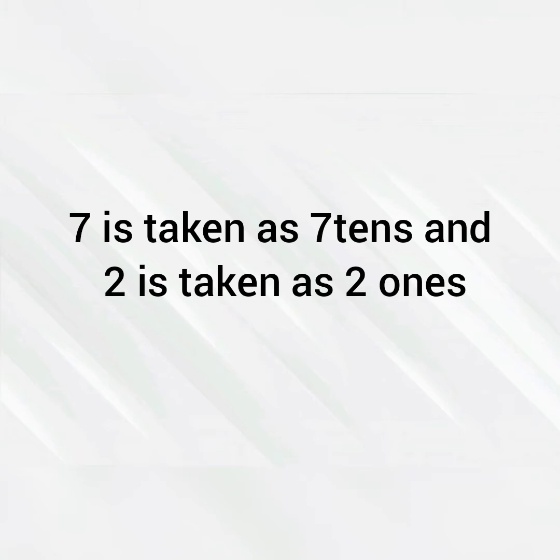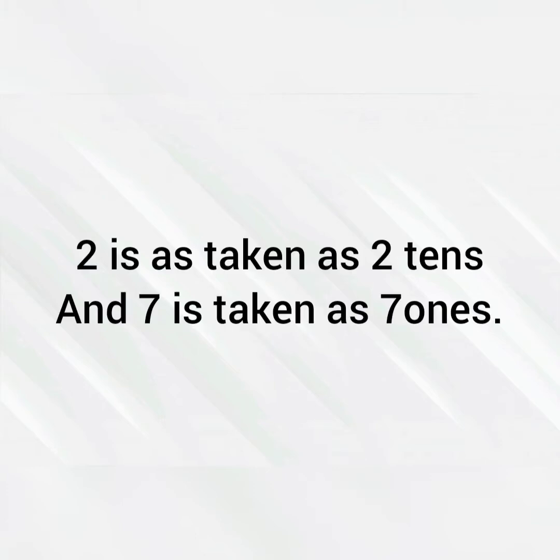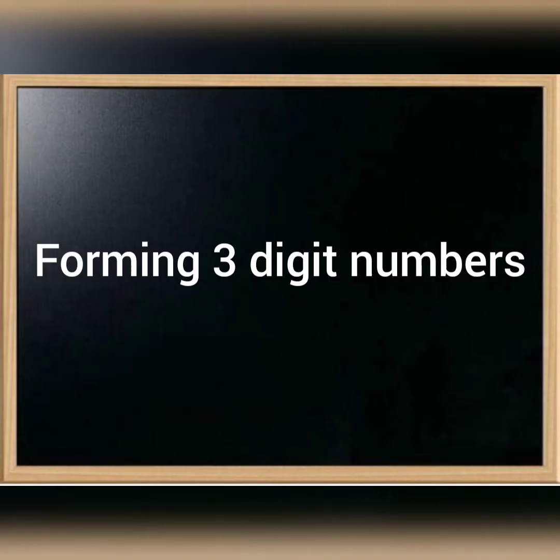Now let's interchange the digits 2 and 7. Here at the place of ones we place digit 7 and at the place of tens we place digit 2. So we get 27. Here 2 is taken as 2 tens and 7 as 7 ones. Next we are going to discuss forming 3-digit numbers.